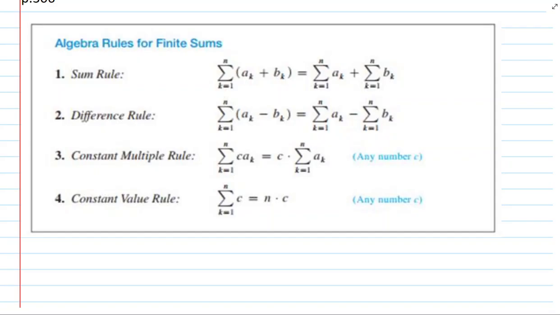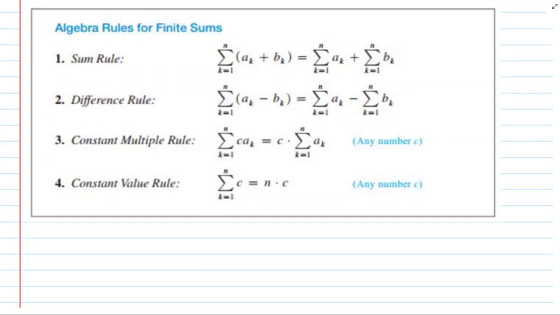And then we have the constant rule, which says the total number of elements is multiplied by that constant that was listed when no variable exists.